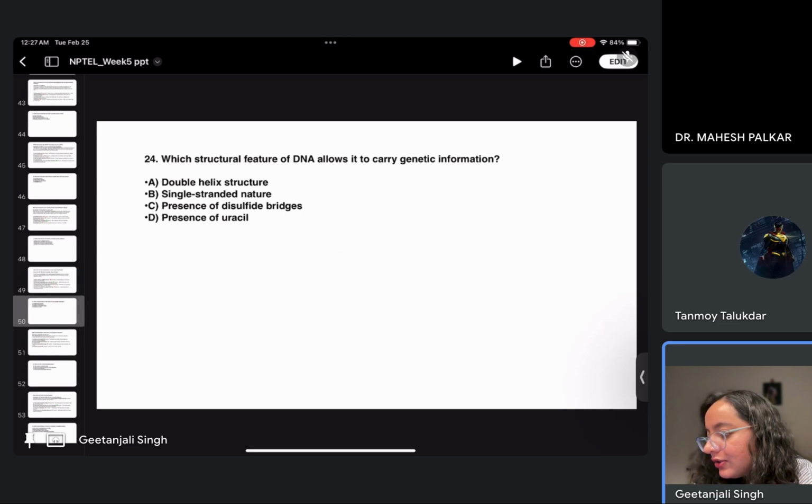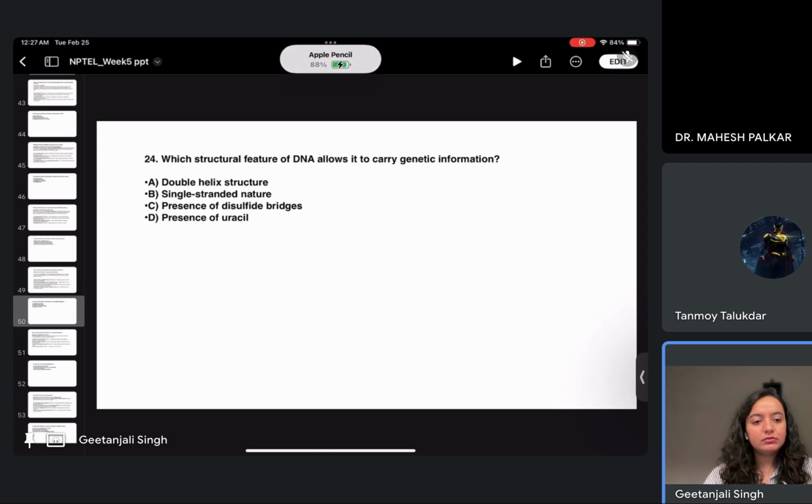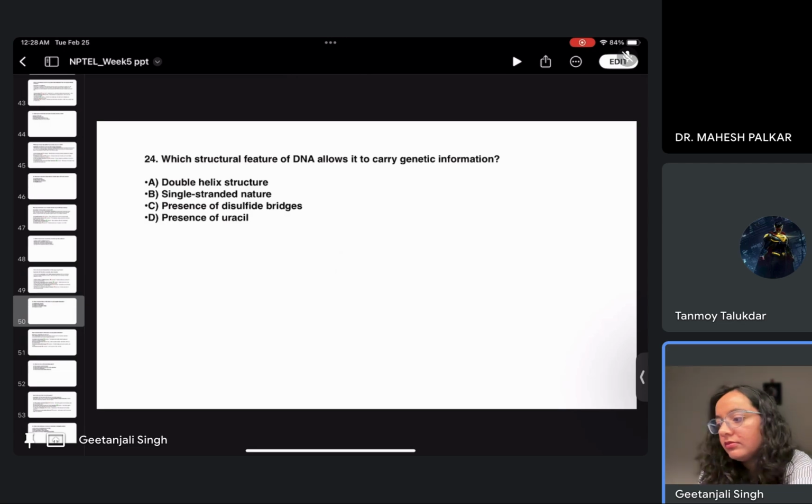Which structural feature of DNA allows it to carry genetic information? A, double helix structure, B, single stranded nature, C, presence of disulfide bridges, or D, presence of uracil. Yes, that's the correct answer.